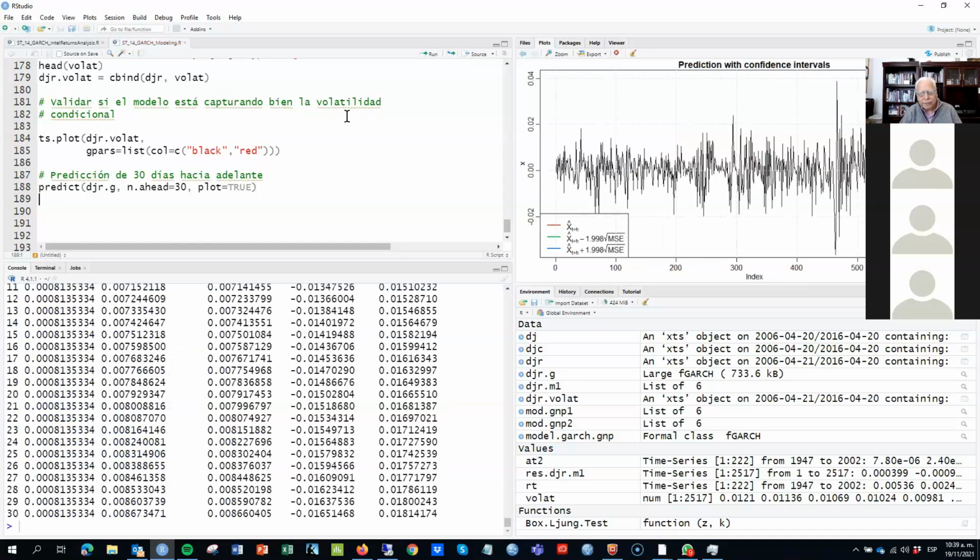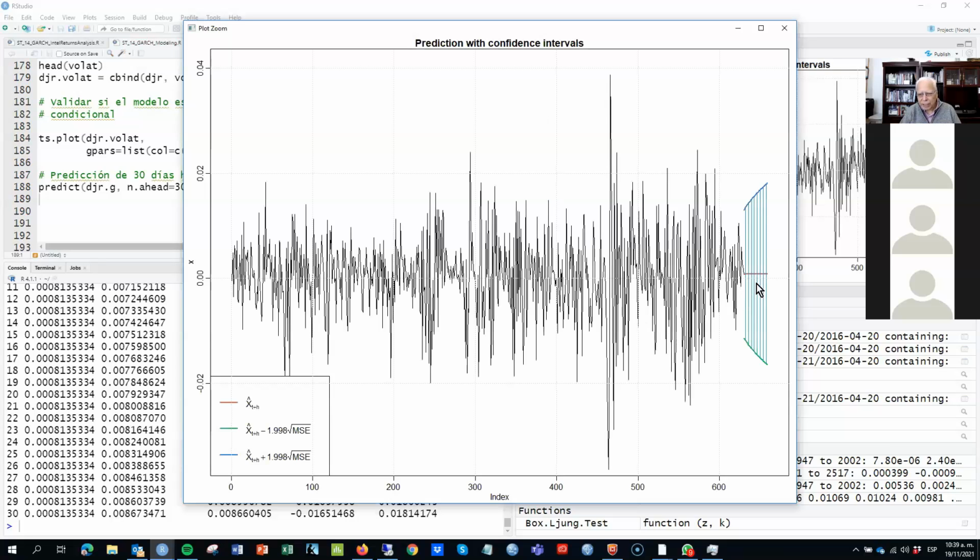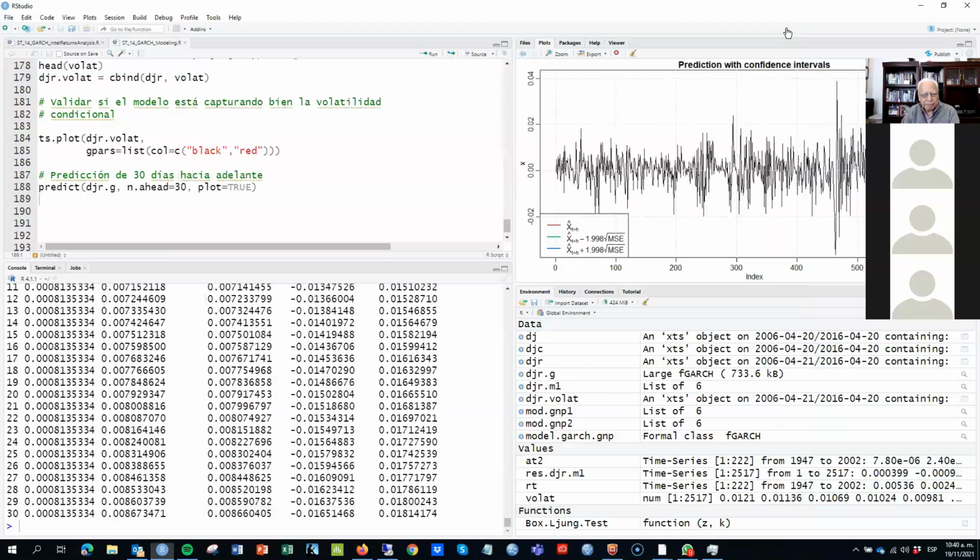Okay, so you can see the returns are predicted as a constant value, right? And what matters here is the prediction for the conditional volatility. So it's increasing here. Okay. So that's a forecast function for this GARCH plus ARMA model.